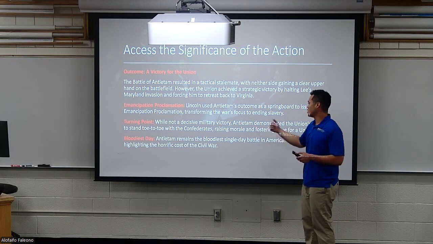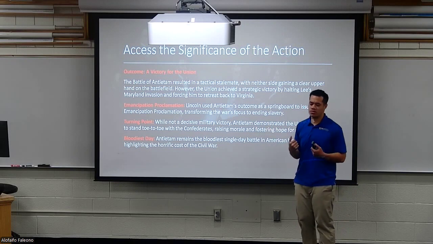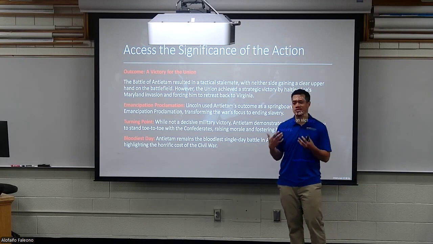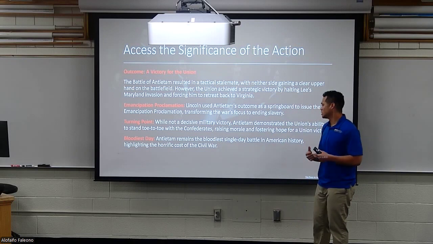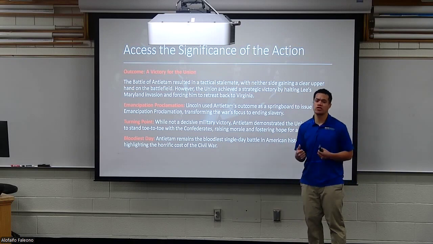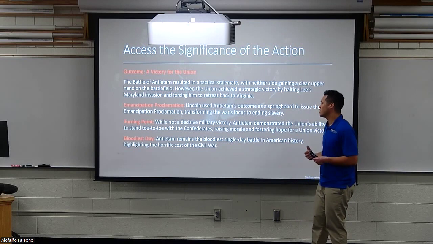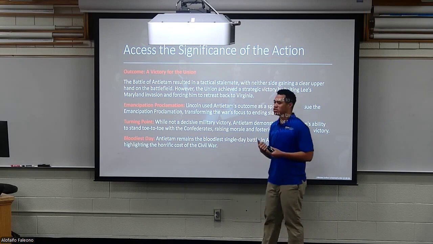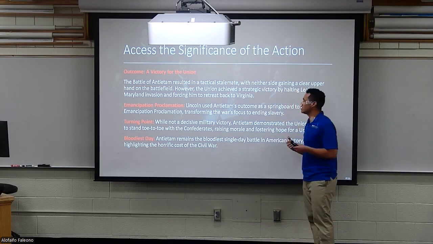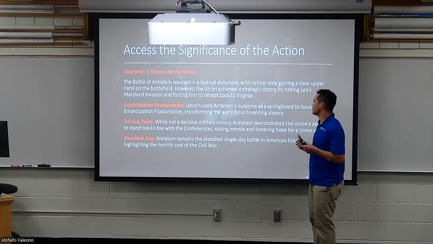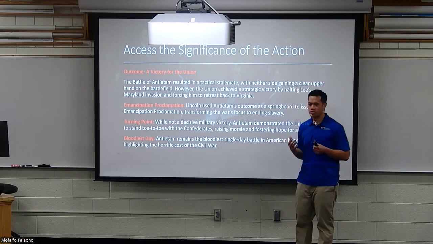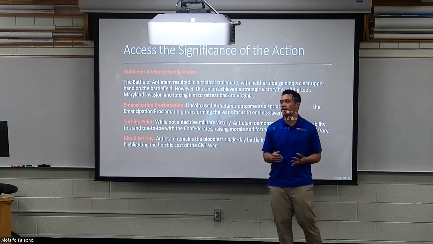And this was a turning point because this battle demonstrated that the Union, despite many losses, was able to hold their own against the Confederacy. And this raised a lot of morale and fostered a lot of hope for the Union supporters and the Army. And a key thing to this is the Emancipation Proclamation. After this battle, Lincoln used this victory to issue the Emancipation Proclamation. And this is where the Civil War starts to focus on a war to end slavery.